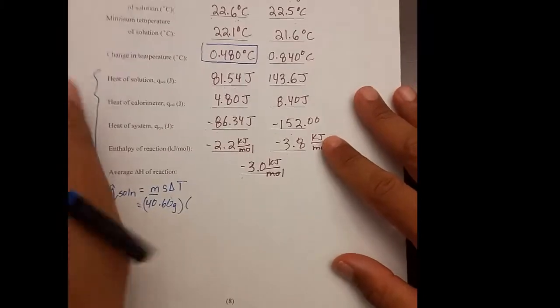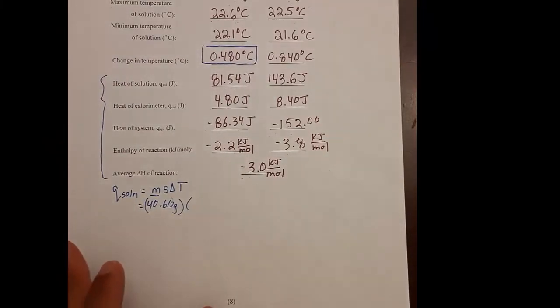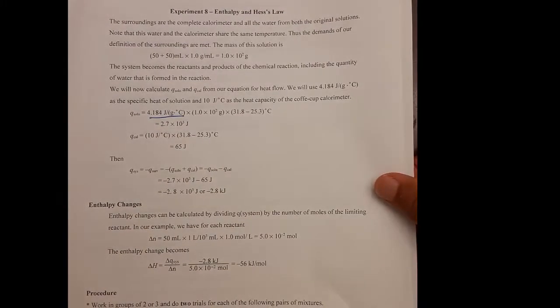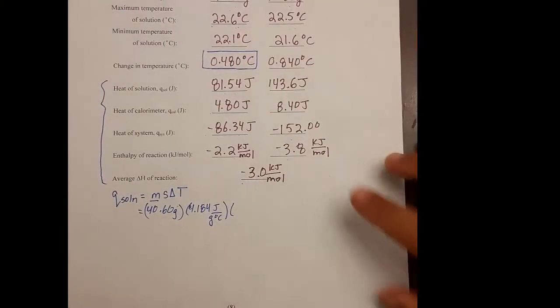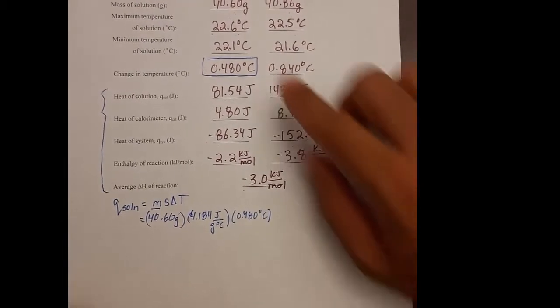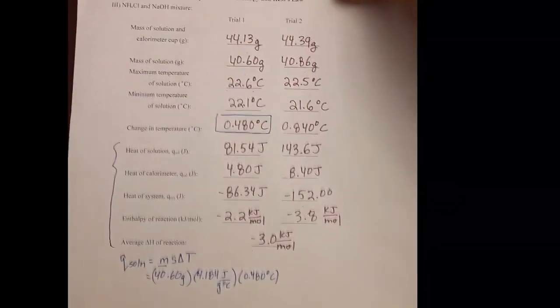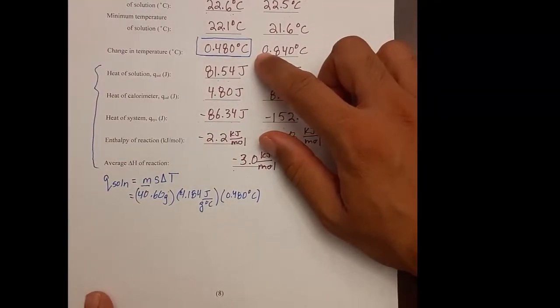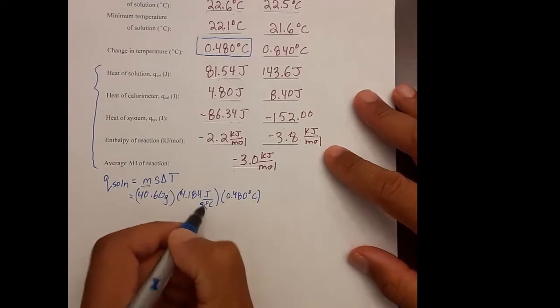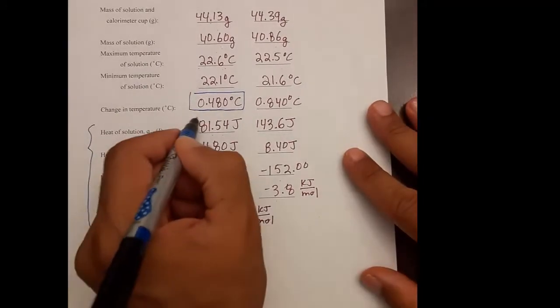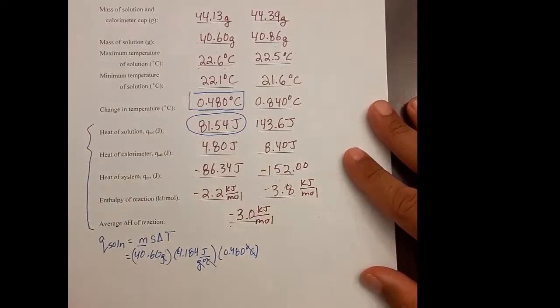For the specific heat, we're going to use the specific heat of water, which they tell us in our lab handout. The specific heat of water is 4.184 joules per gram degree C, times the change in temperature, boxed in blue here, 0.480 degrees C. When I added the NH4Cl to the NaOH, it only went up 0.48 degrees, a very small rise in temperature, if any at all. The grams cancel, the degrees C cancel, and I'm getting a heat of solution of, circled, 81.54 joules.